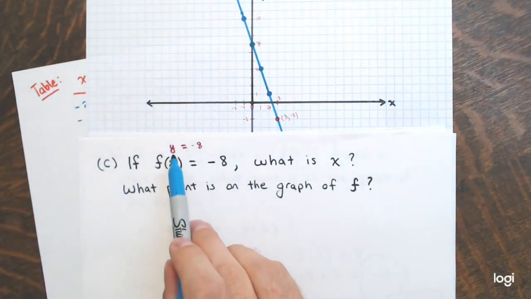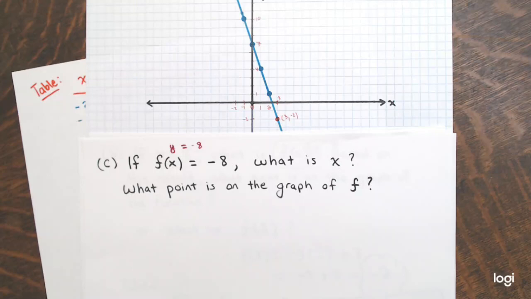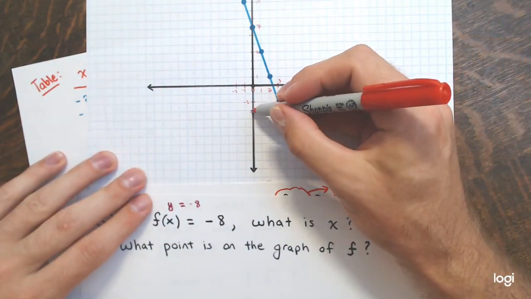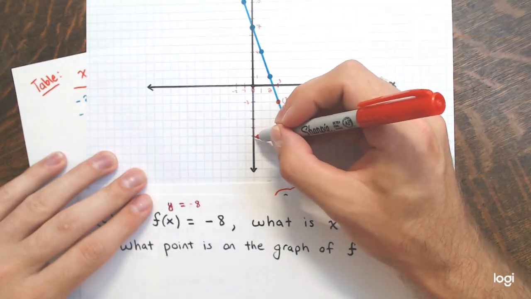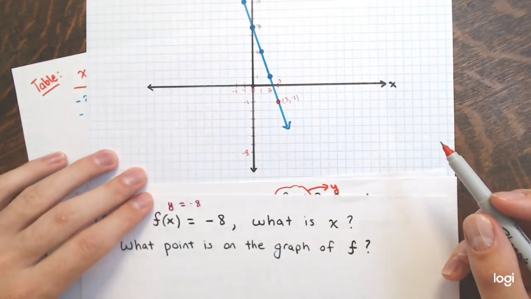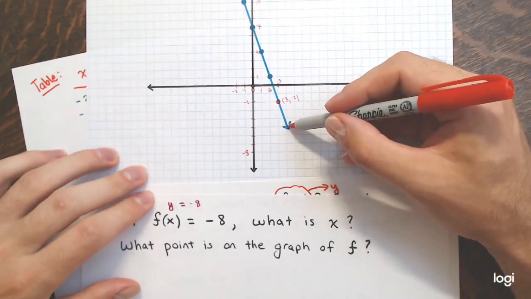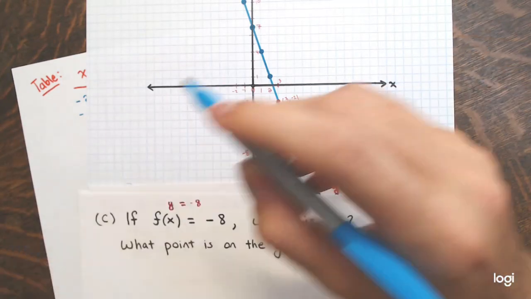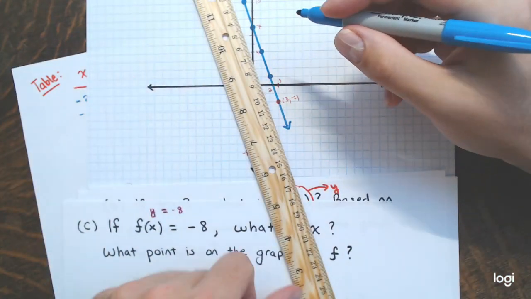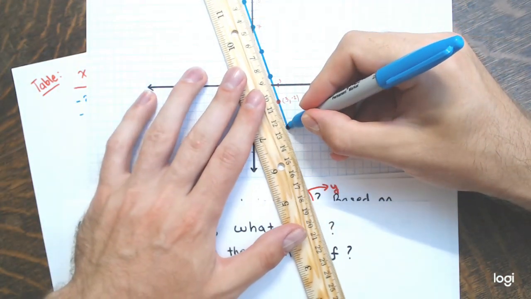Now we're going this time to the y-axis, right? When y is negative 8, so let's see where that is. So 3, 4, 5, 6, 7, 8. So here's where y is negative 8, or f of x is negative 8. And then I really would have to continue my graph downward. All right, let me do this with a ruler here. Let's continue this graph downward.